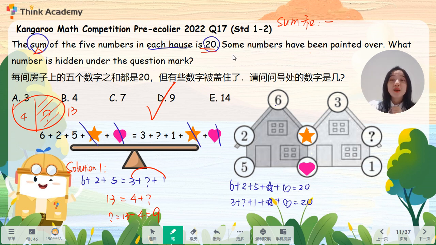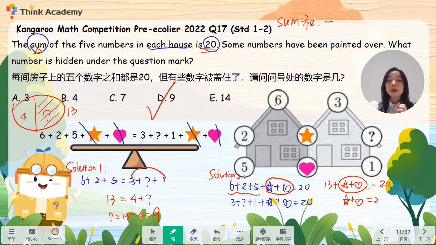But if you can't use this method, you can try the second method by using the data 20. Because here you can see we can make the star and the heart into a combo. First, we already know 6 plus 2 plus 5 equals 13. So 13 added by the combo equals 20. First, we can get the combo of star and heart should be 20 minus 13, which is 7. And the second operation also has the same combo.